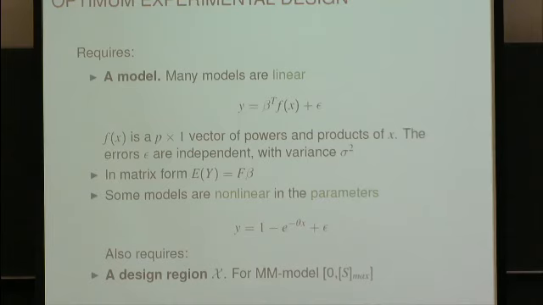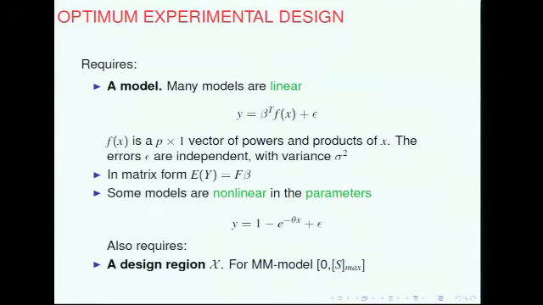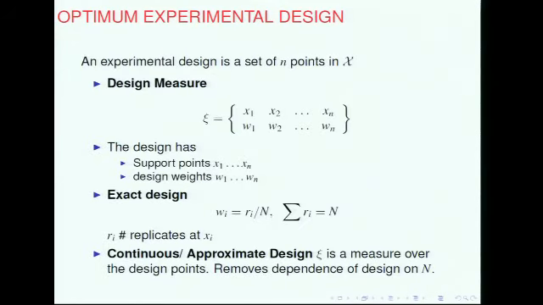Apart from requiring a model, we also require a design region for the Michaelis-Menten model. We could measure at concentrations of 0, well that probably wouldn't be very informative, up to some value S max. And when we get to these more complicated models with inhibition, the design region, the concentrations that you can measure at, has a large effect on the design.